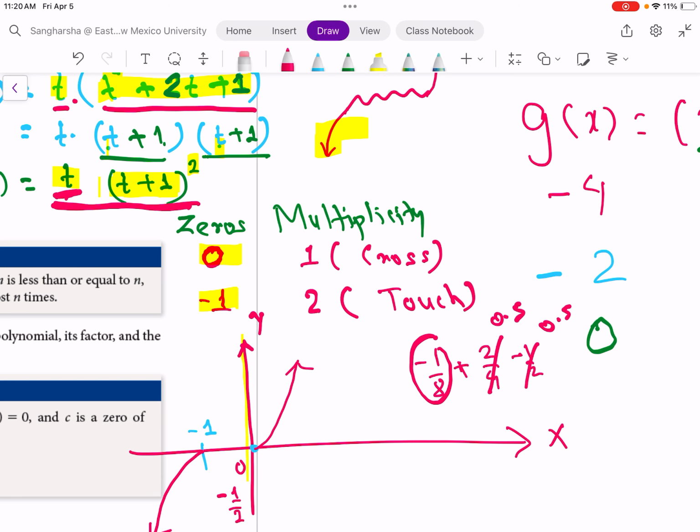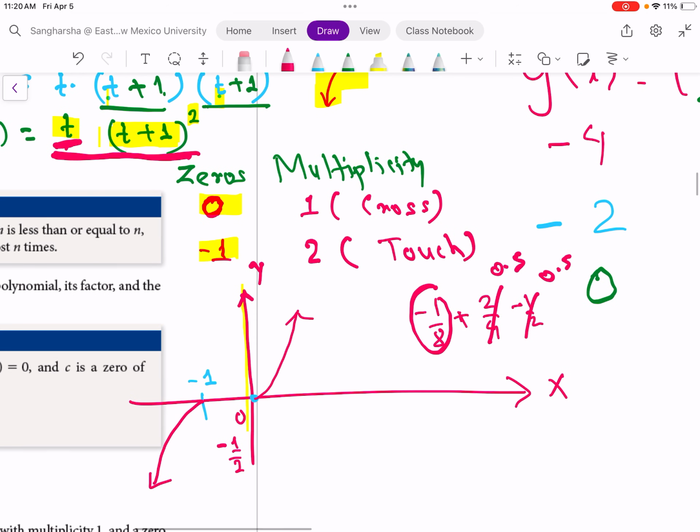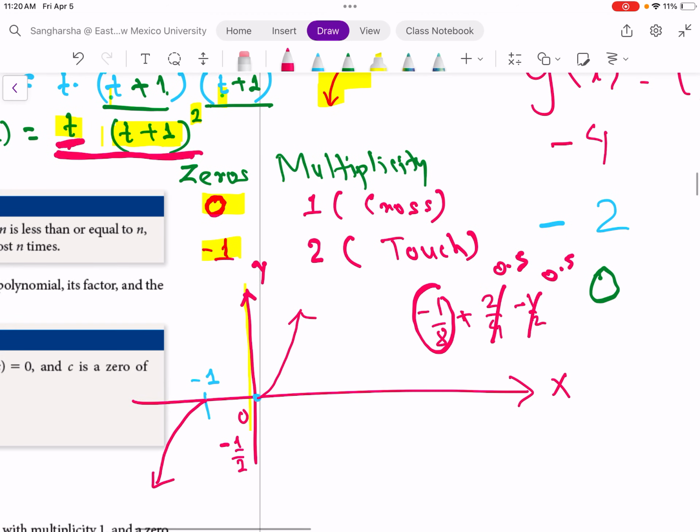Negative means the graph will be below the x-axis. Now at 1, what happens? Sorry, not at 1, at negative 1 the graph touches the x-axis. So from here the graph does not cross, it touches the x-axis and then it goes to 0, and at 0, see, the graph has crossed. So at negative 1 the graph touches the x-axis, at 0 the graph crosses the x-axis.